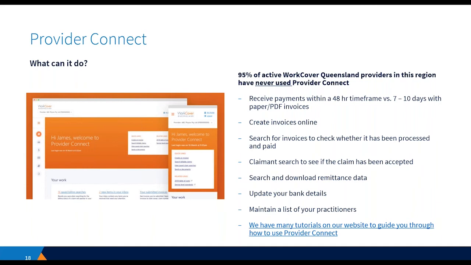The portal lets you do your billing online, view invoices and remittances, check for a billing status, and more. You can even save yourself a phone call to us to check whether a claim has been accepted or to change your bank details, as these can be done online. If you're not sure how to use the portal, you can find many tutorials on our website that will guide you how to do so and how to use each function in Provider Connect.